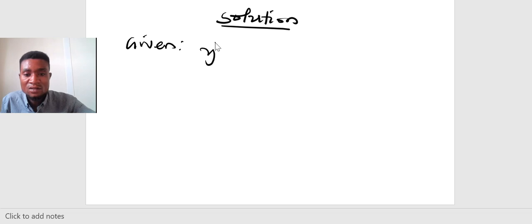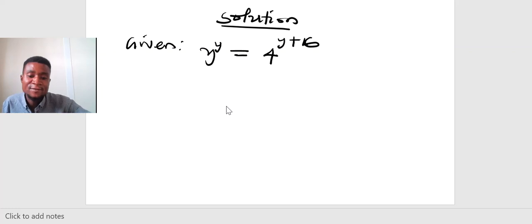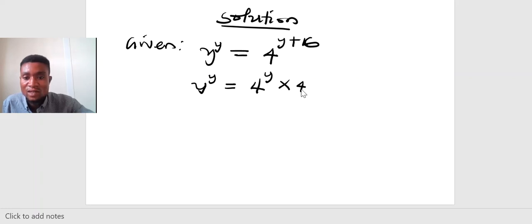Given y raised to the power of y is equal to 4 raised to the power of y plus 16. From here, we can simply expand this. Note that y raised to the power of y is equal to 4 raised to the power of y multiplied by 4 raised to the power of 16.